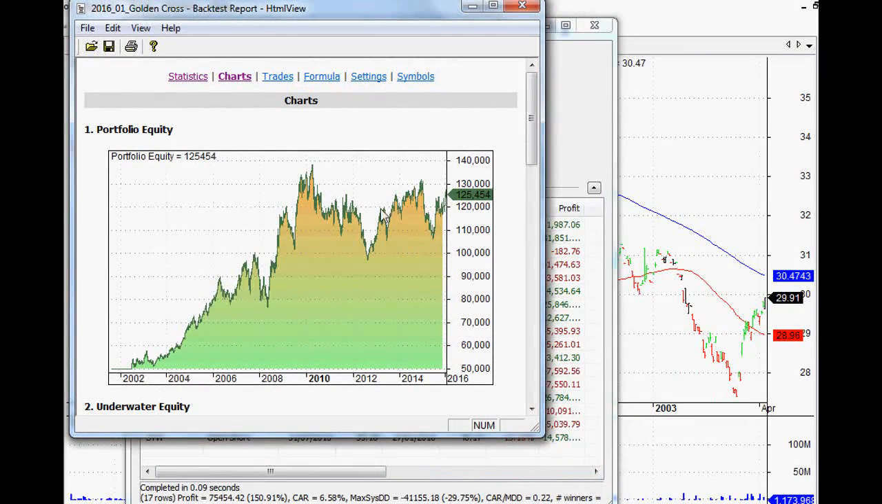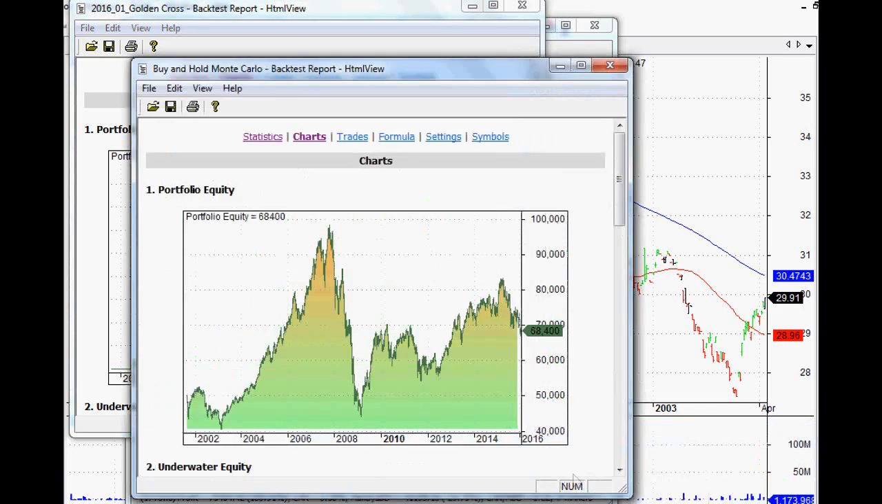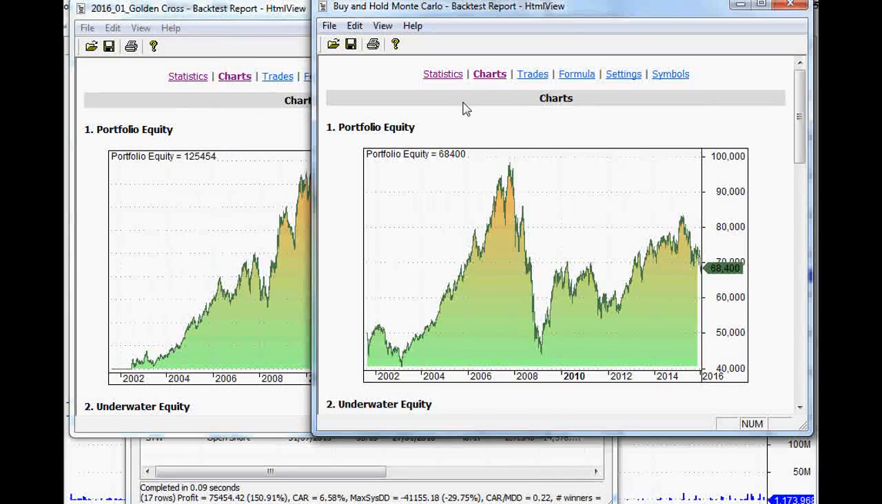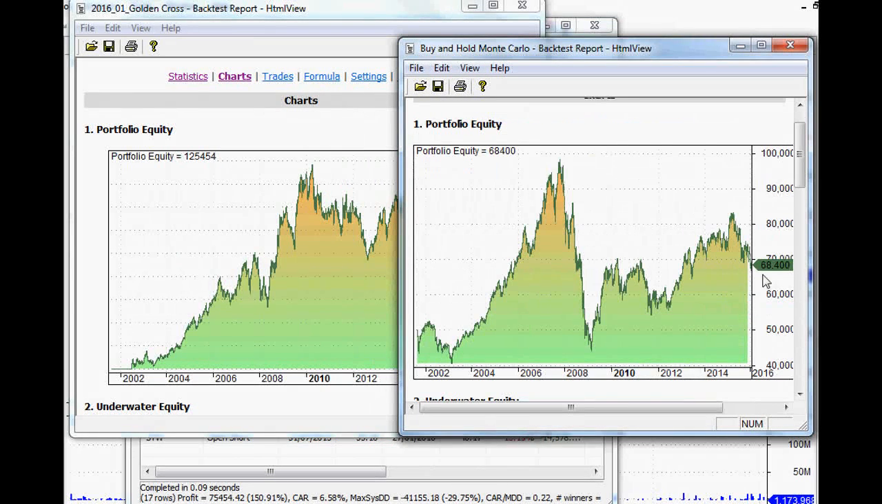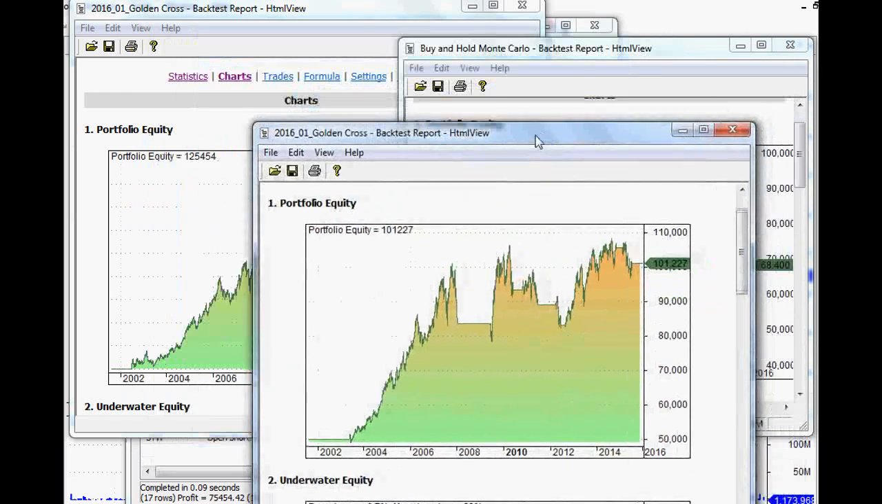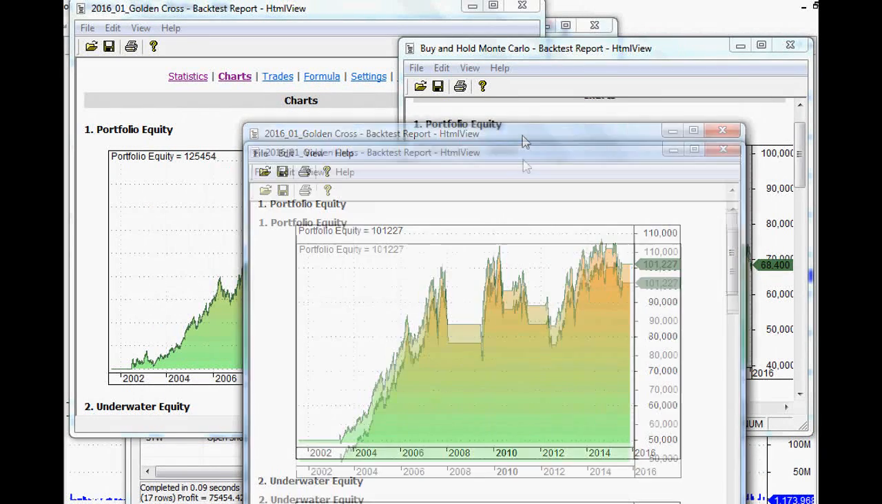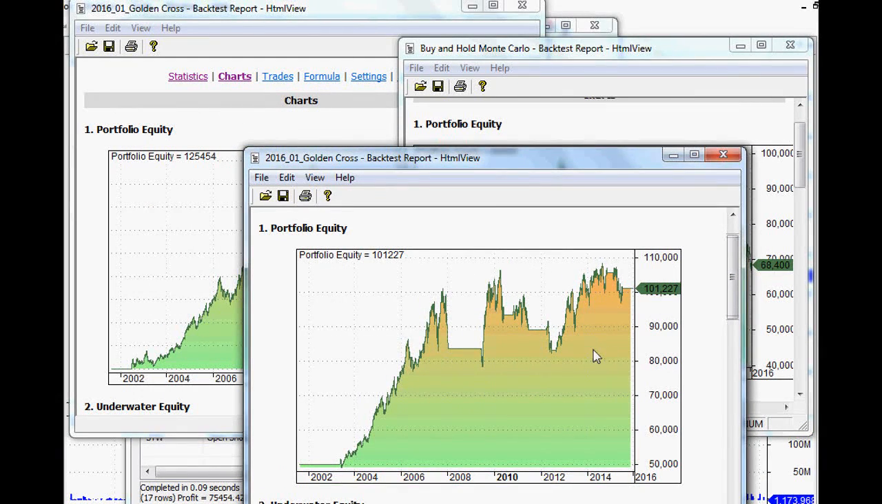So here's our end result for our long-short portfolio, looking at about 125,000 at the end of that time frame. This is our buy and hold, if you remember. We rode all of those ups and downs and ended up with about 68,000 from a $50,000 portfolio. And our long only was 101,000 at the end of the day after about 13 years.